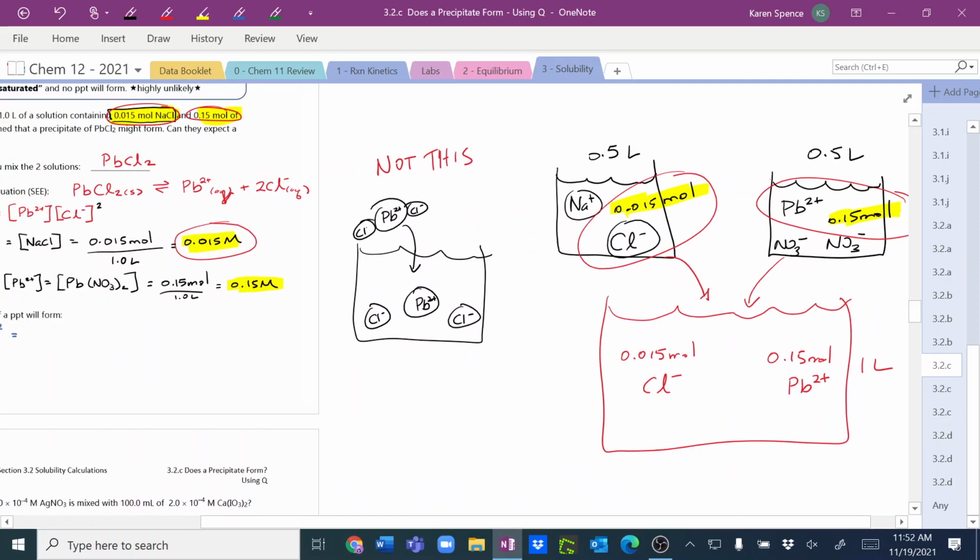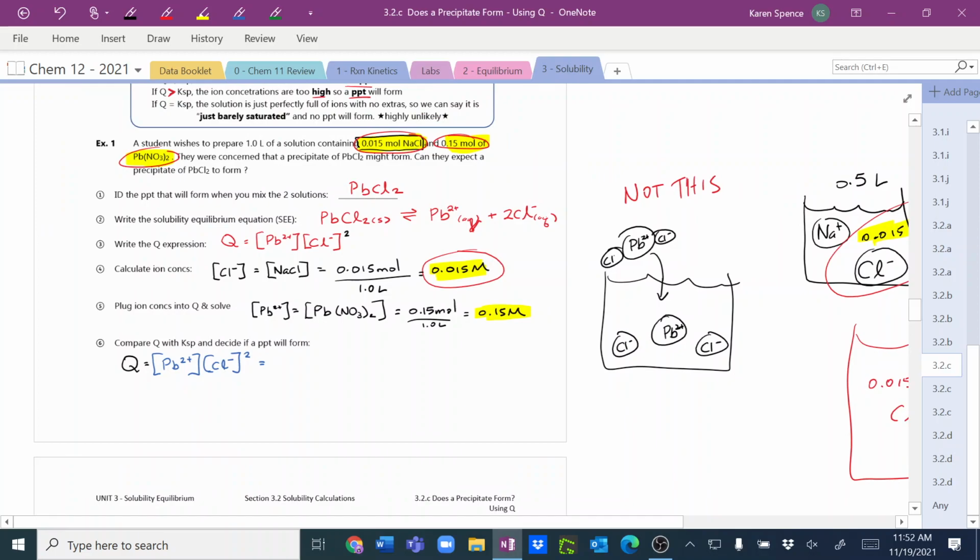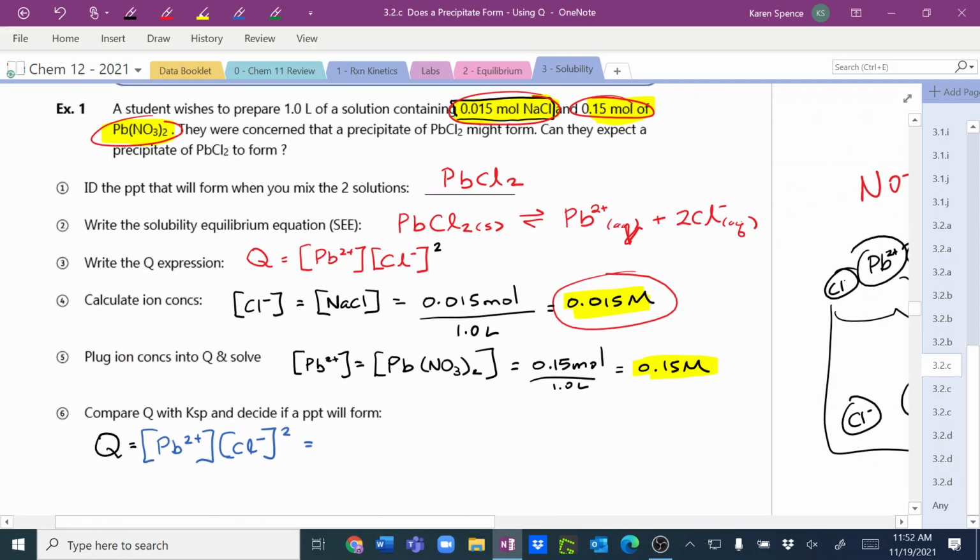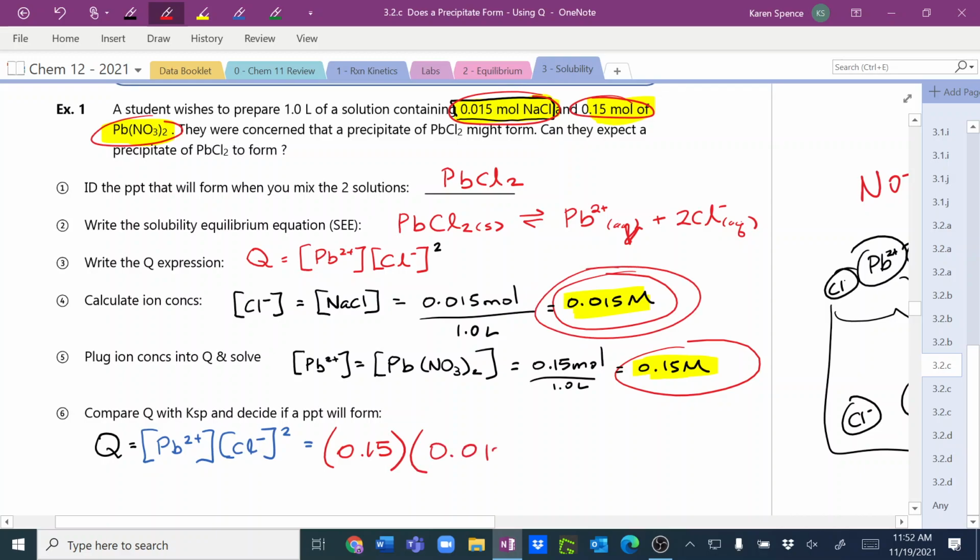Okay, so let's just finish up this one question. So compare Q with KSP and decide if a precipitate will form. Well, we're going to plug in our lead, 0.15, and our chloride, 0.015 squared, and we get 0.15 times 0.015 squared, and we get 2.25 times 10 to the minus 4.